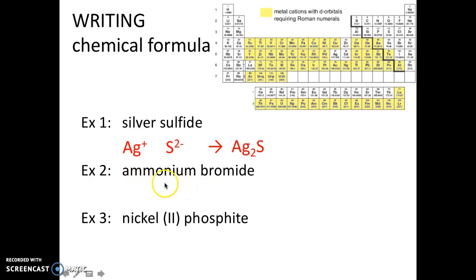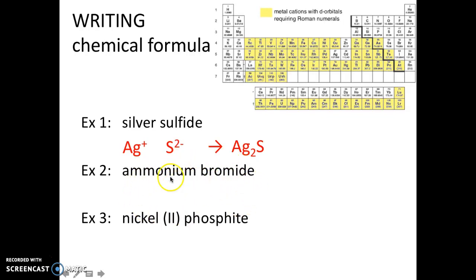Ammonium bromide, in our second example: ammonium is not located on the periodic table. If you try looking for it, you won't find it because it is a polyatomic ion, but it is a cation, a positive charged polyatomic ion. So why don't you take a second and look at your pink sheet and find ammonium listed on the top of your list of common ions. So you'll notice that ammonium is NH4 with a +1 charge.